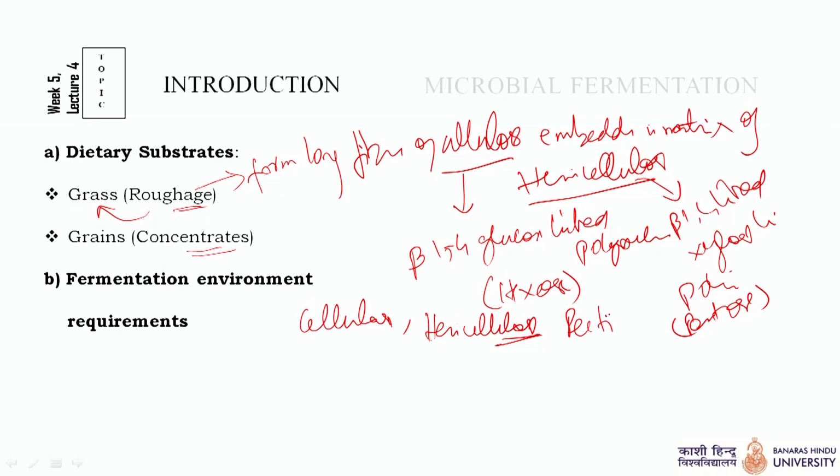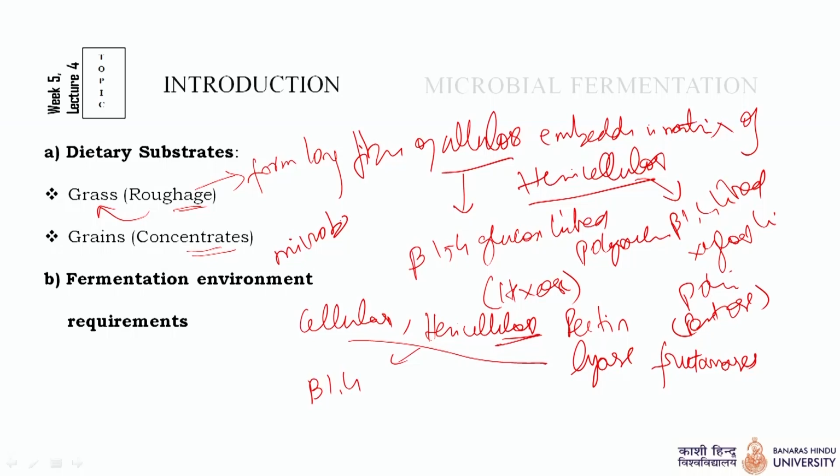Then pectin lyase. This is an enzyme required for beta 1,4 linked pectin polysaccharides. And then fructanases. This is an enzyme which is required to hydrolyze the fructans, right? So these are the enzymes which are necessary to hydrolyze the beta 1,4 linked polysaccharides. These enzymes are synthesized by microbes, and they are also present in plants.